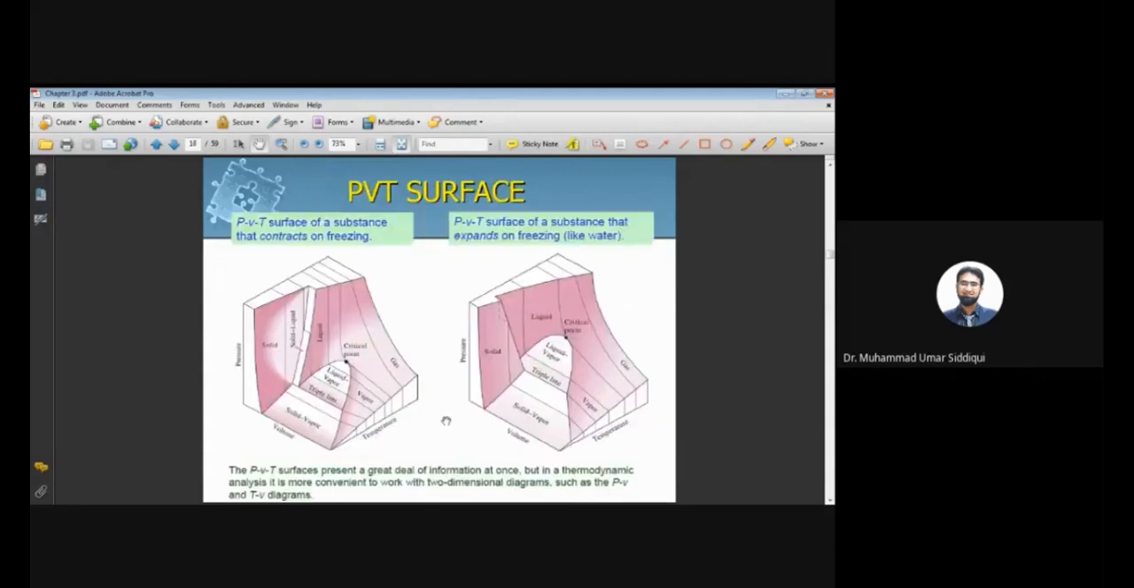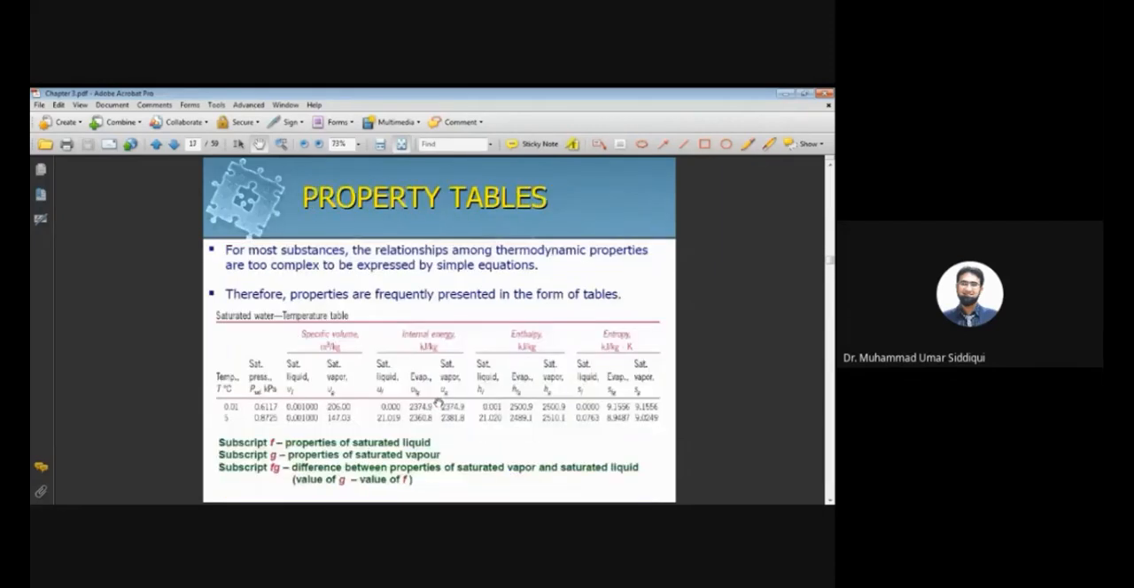Then there was a PVT surface diagram, but this is just for presentation. If you want to go through it yourself, you can go through it. Not significant for our concern. So this was just the summary of what we did last time in chapter number 3. Now we're going to move forward from here, and we're going to start studying the property tables.